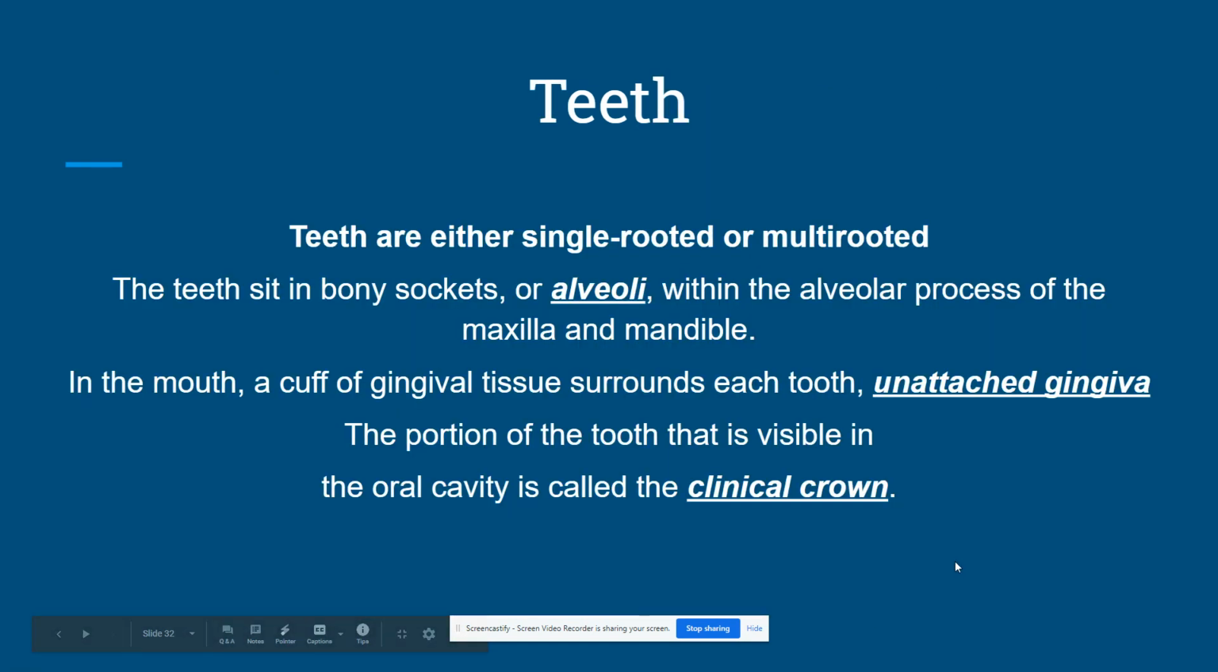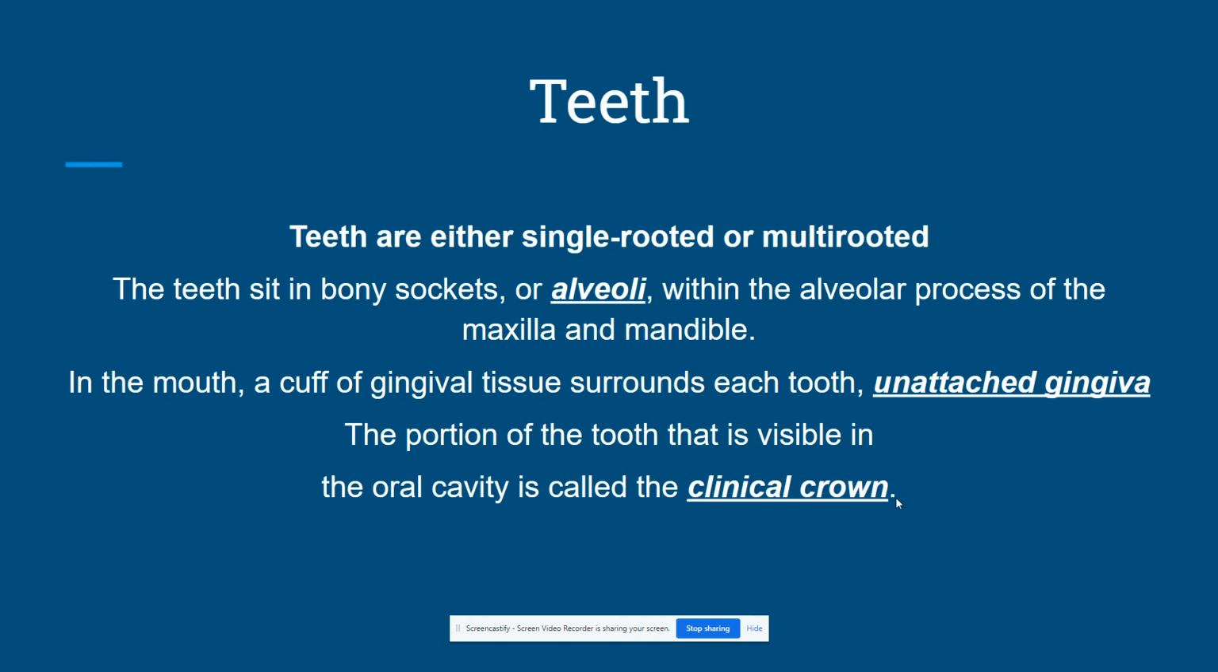Okay, and this here is, I believe, probably going to be the last slide on this lesson. It's going to go right into teeth, either single-rooted or multi-rooted. They sit in bony sockets, so the bone around the teeth is called the alveoli. The cuff of gingiva surrounds the tooth, unattached gingiva, so you know that is the gingival sulcus, right? And the portion of the tooth that is visible in the oral cavity is called the clinical crown. So when you're looking at a tooth in someone's mouth, what you're looking at is the clinical crown.